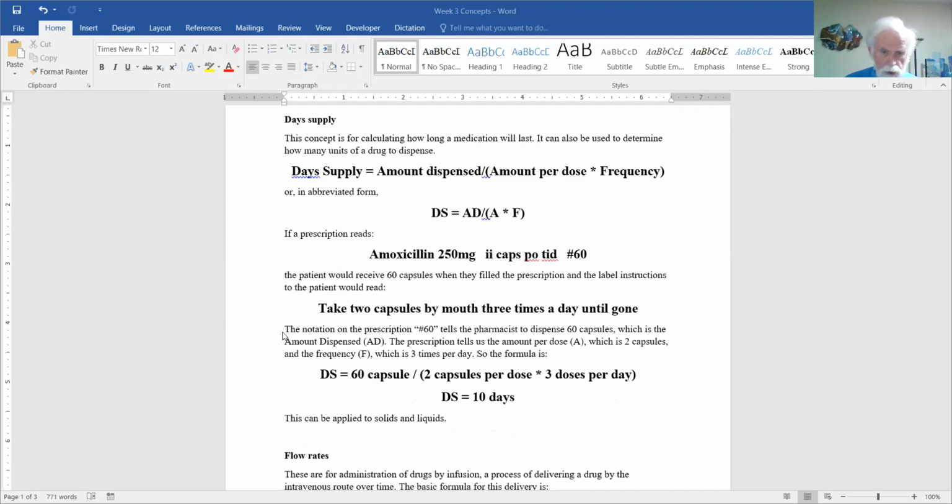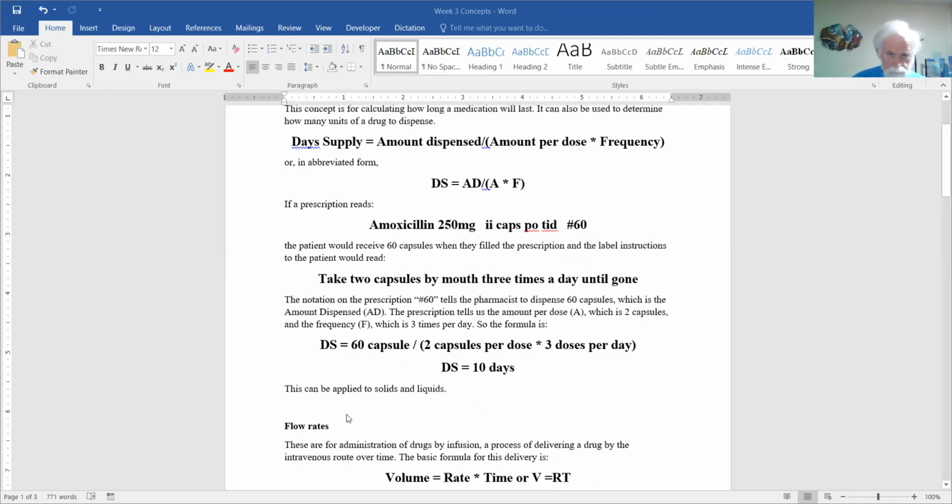So we just plug that in. We've got the amount dispensed is 60, and then we have 2 capsules per dose, 3 doses a day. We multiply all that and divide it. We get 2 times 3 is 6, 6 into 60, 10 days. And that is the days supply.